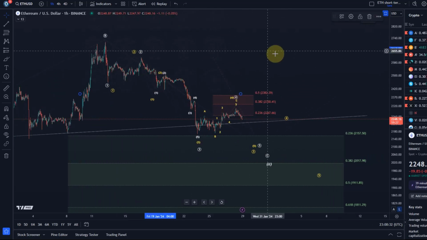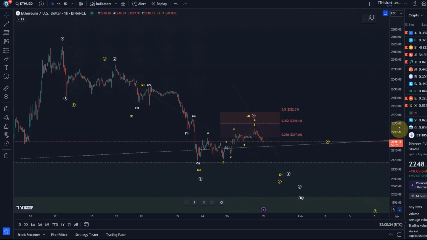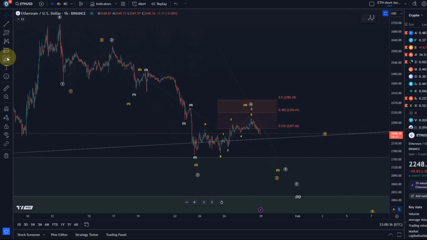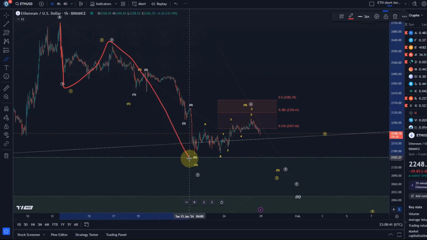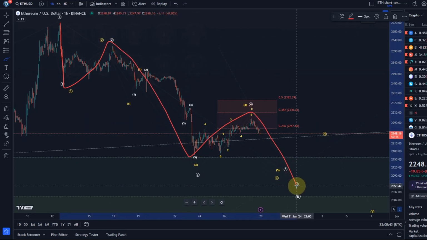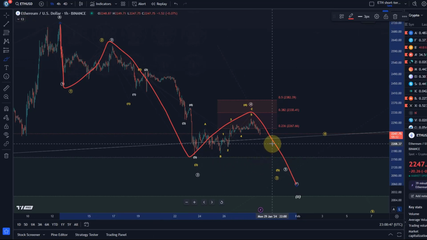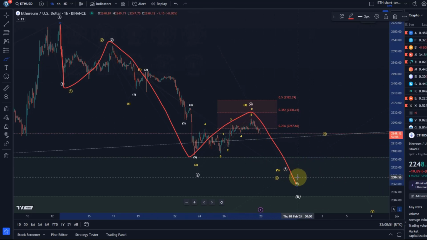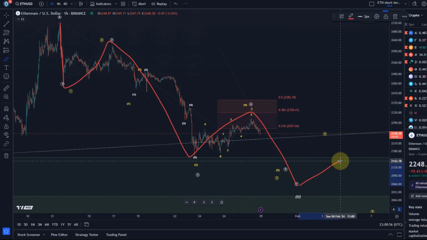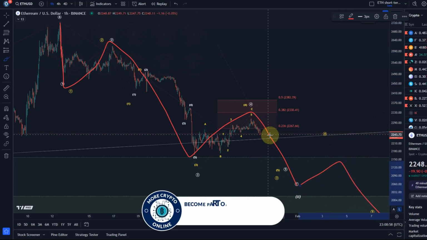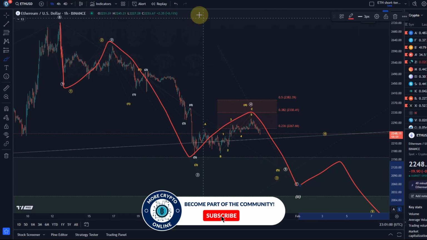If we look at the subwave or microstructure, you can see that we have a wave 1, a wave 2, a wave 3, a wave 4, and a wave 5. Depending on if we are in the yellow or the white count, and there's no way of saying which one it is, we could get just one more low to around 2,100, or maybe even 2 more lows. But we will have to see how the market reacts after one more low.